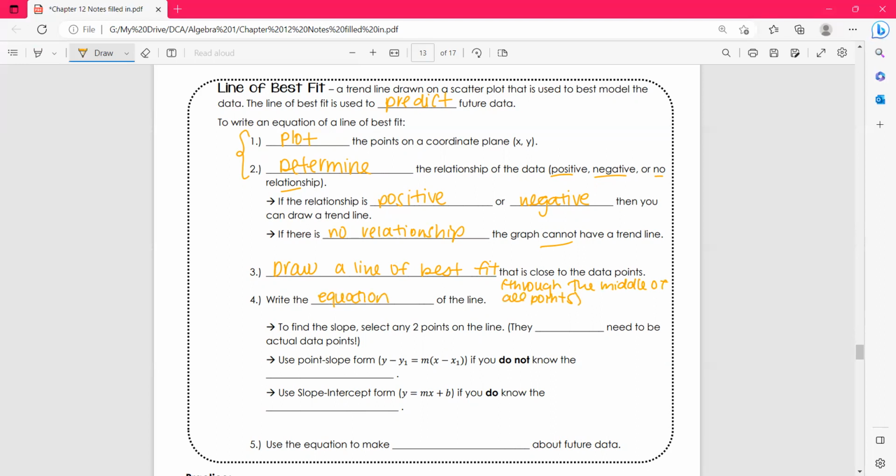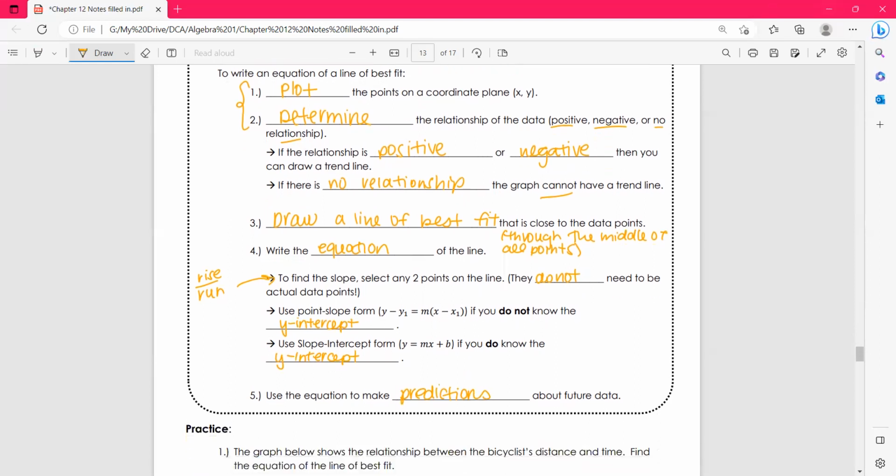Okay, to find the slope, select any 2 points on the line. They do not need to be actual data points. So remember, to find slope, we can do rise over run. That's how we'll find the slope. Then we want to use the formula, point slope form, if you do not know the y-intercept. Use slope intercept if you do know the y-intercept. So we've got a couple options, and we're going to practice both. And then we're going to use the equation to make predictions. This really ties everything we've been learning together. You've been working with slope and the equations of lines since last year.